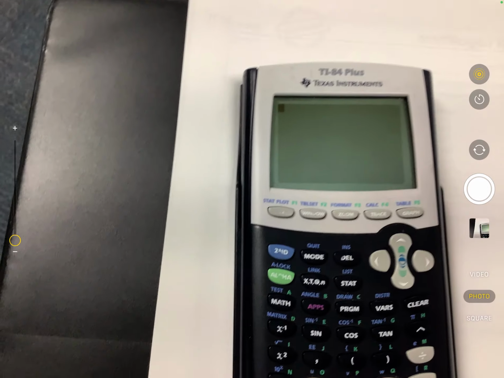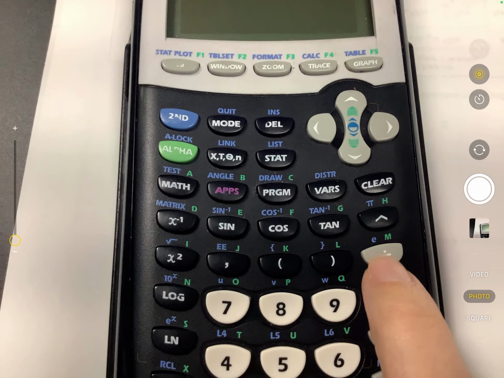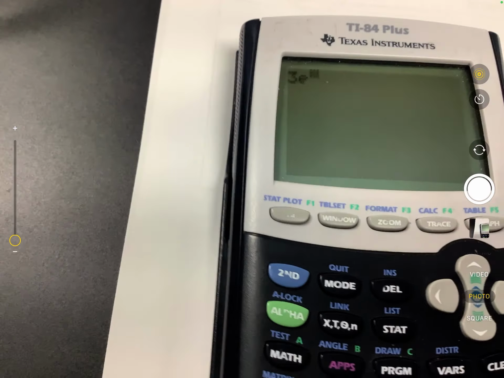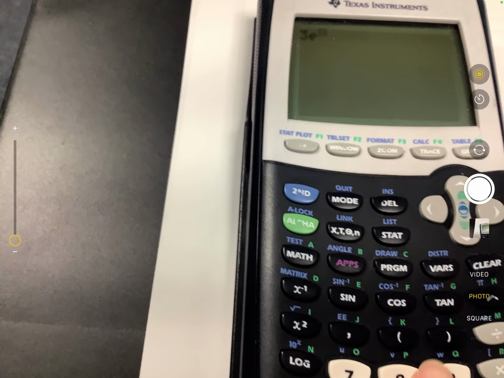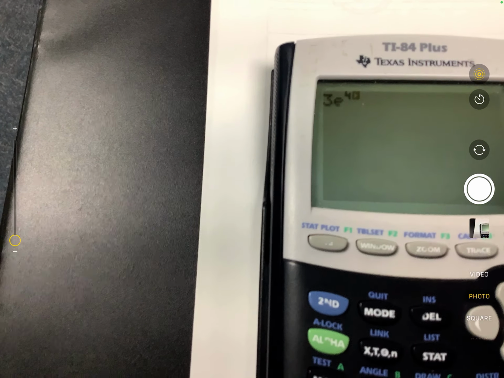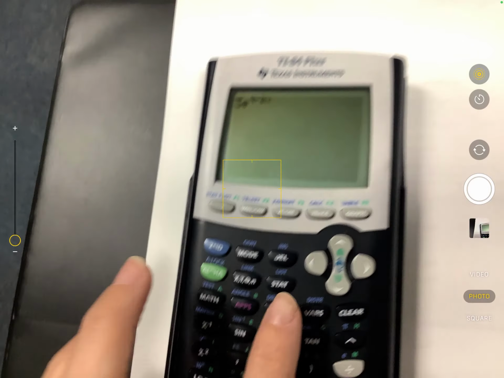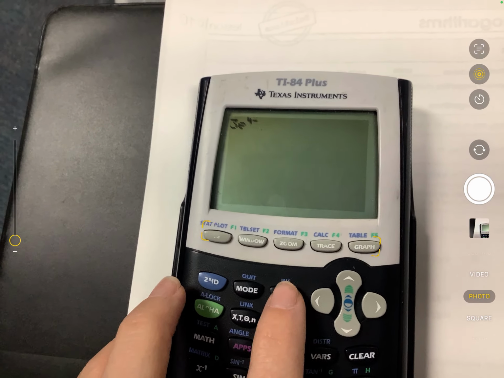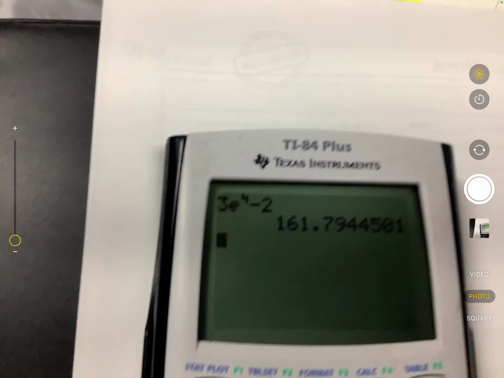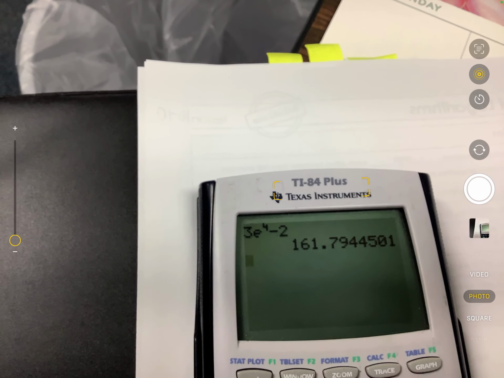So you're doing 3, and then remember your e button. You can either use the second divide or the second natural log. So I'm doing 3e to the 4th power. And then I am subtracting 2, so minus 2, not in the exponent though. So I get a decimal. I'm going to go ahead and round it. It doesn't say, so we'll just round to 3 decimal places.